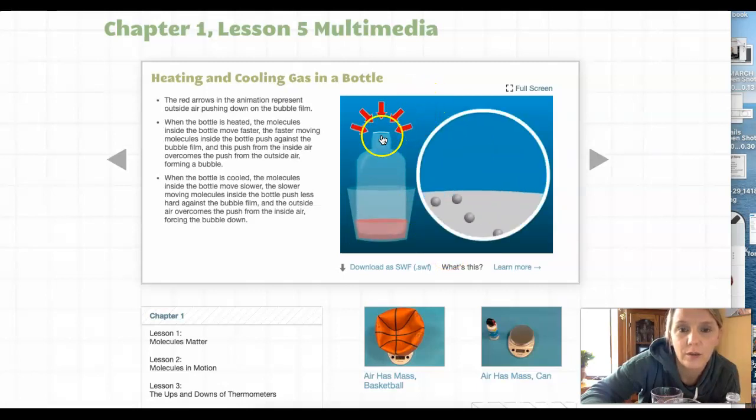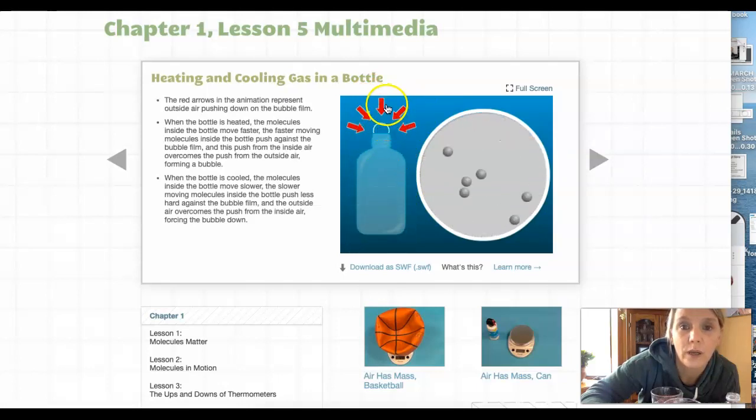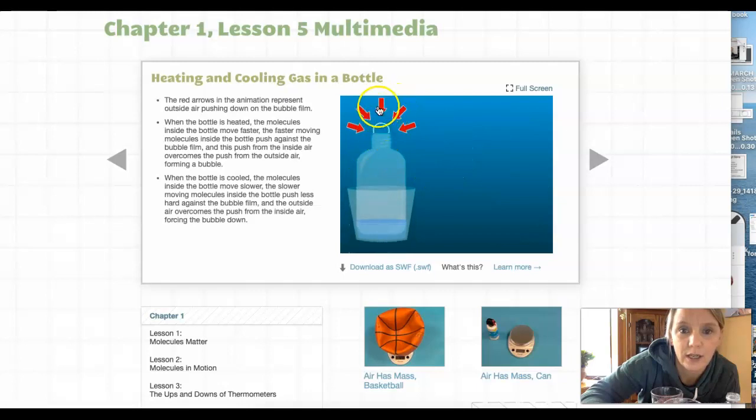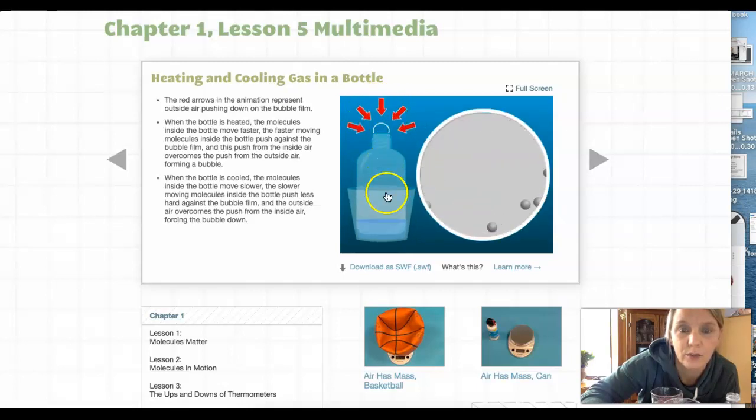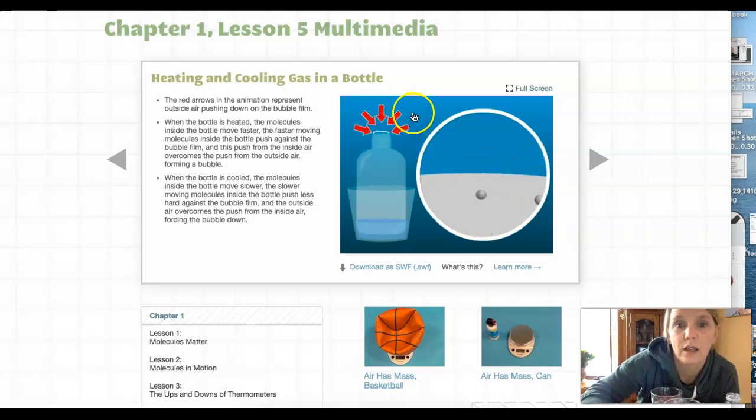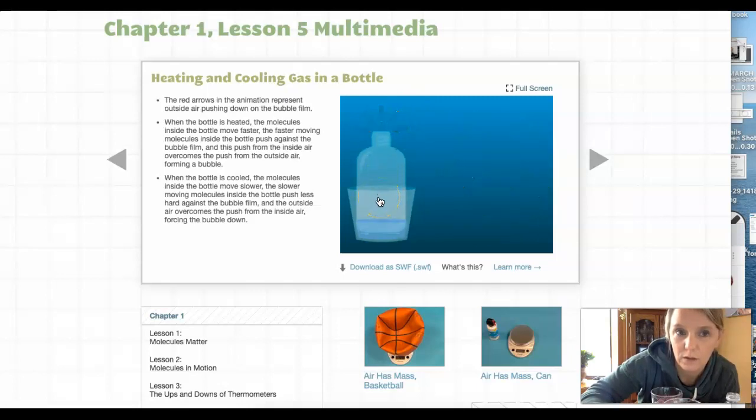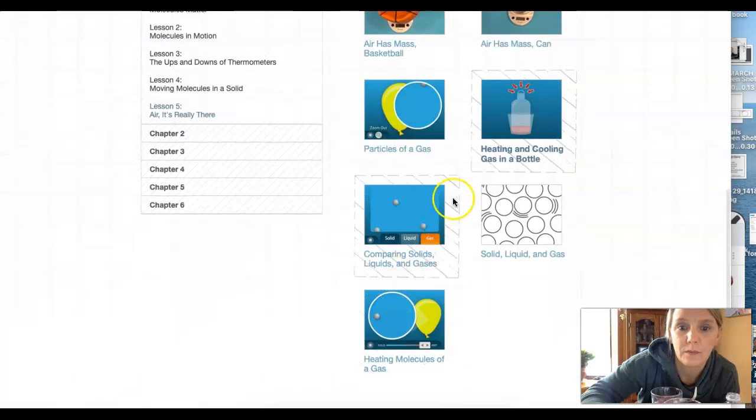So there's air everywhere, right? It's pushing down against this, pushing down against this. But these molecules are so powerful and have so much energy that they win. They're pushing against the outside air. And when we cool it, these slow down, have less energy, and the outside air pushes this back. Right?